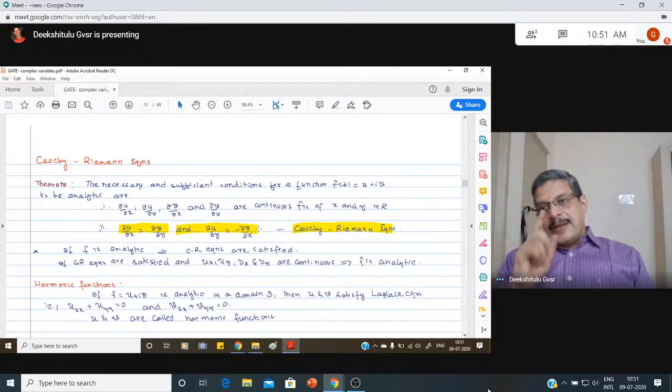So, my dear friends, most of the students, the mistake they commit is when the function is given, they check the CR equations. If they are satisfied, they say it is analytic. No.